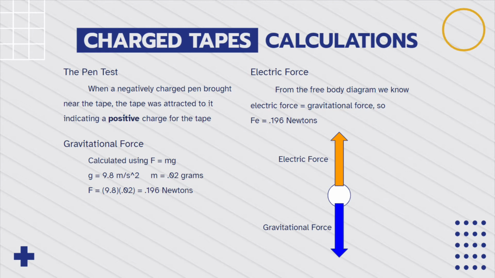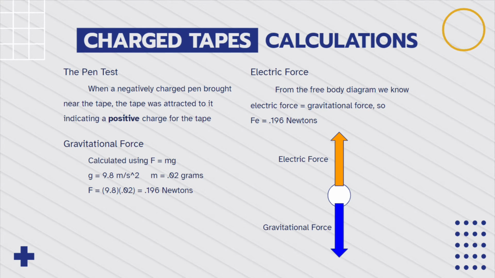To calculate the forces on the tape, I started with gravitational force. Using the equation F equals mg and substituting the values where mass is 0.02 grams and gravity was 9.8 meters per second squared, I got the answer that the force was equal to 0.196 newtons. To get the electric force, I used the fact that according to the free body diagram of the piece of tape, electric force and gravitational force were equal and opposite in direction. So, electric force was also 0.196 newtons.